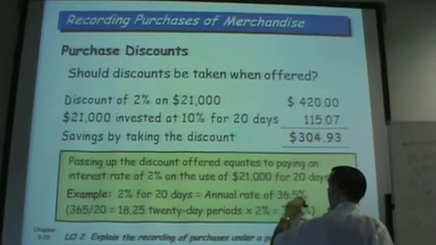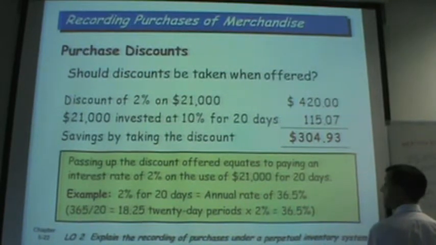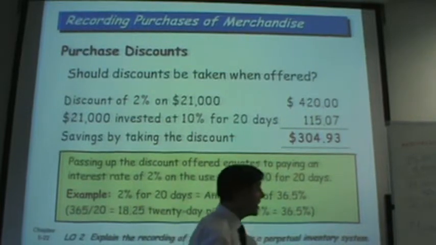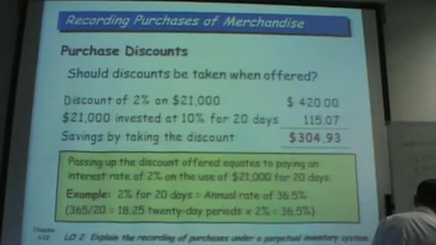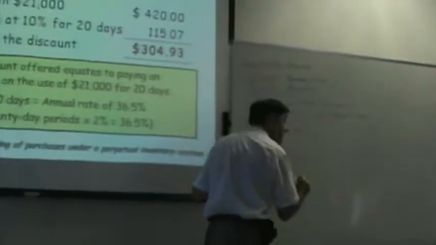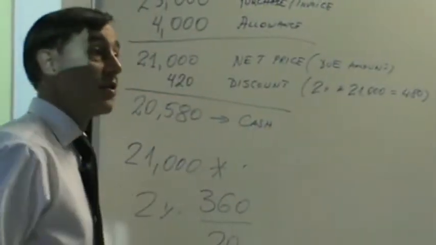You multiply by... it's going to be a 2% rate on the use of $21,000. Okay, let me see, let's do this. 2% for 20 days. 2% times 20 days. So you have 360 days. And this is for 20 days, okay? So it goes like this.